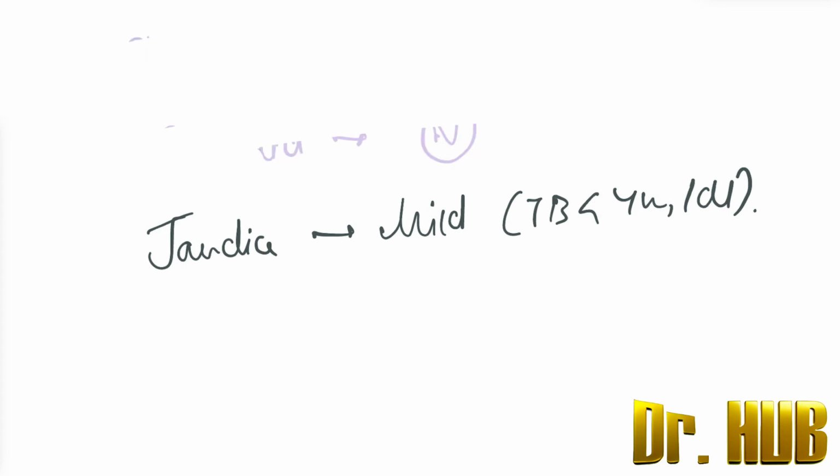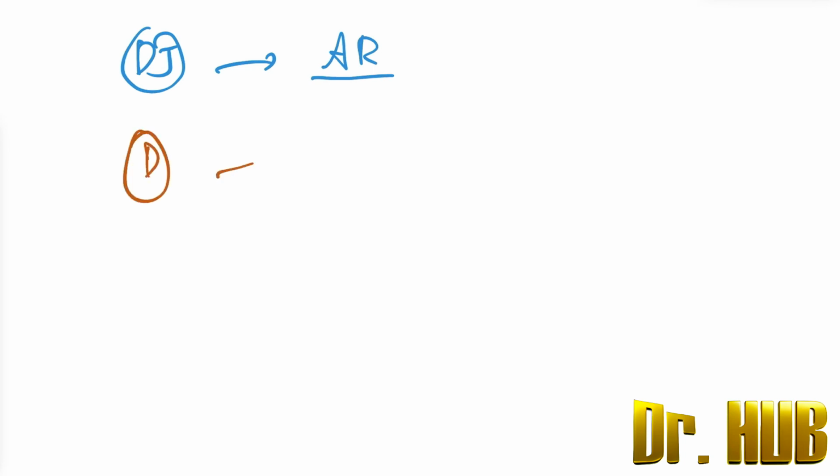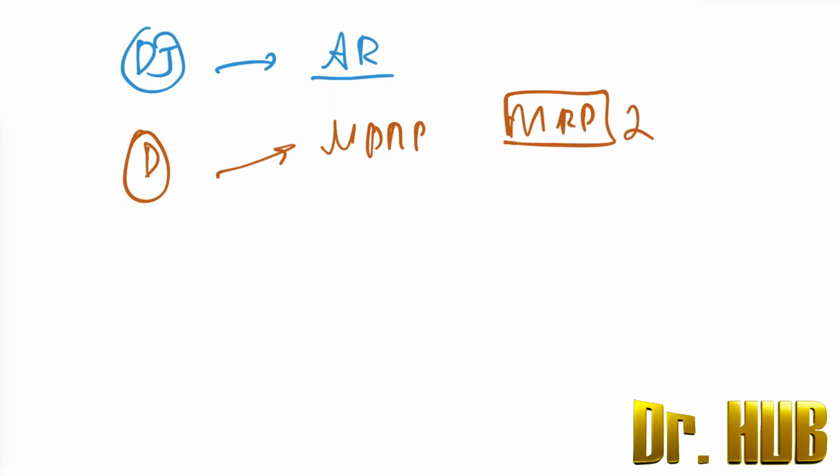Now in the same way, let's look at Dubin-Johnson syndrome. Its inheritance is autosomal recessive. And what will be the defect? The defect is in the multidrug resistance protein, known as MRP2, a mutation. And what about kernicterus? Kernicterus is absent, just like Rotor syndrome.